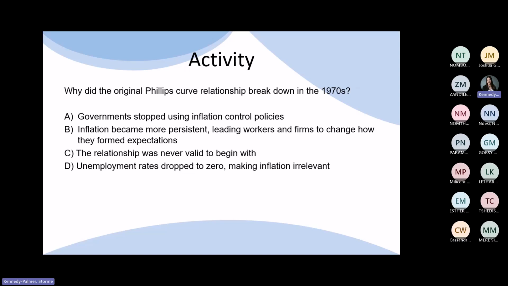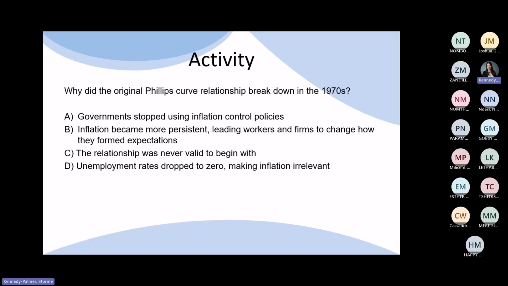Next activity. Why did the original Phillips curve relationship break down in the 70s? A, governments stopped using inflation control policies. B, inflation became more persistent, leading workers and firms to change how they formed expectations. C, the relationship was never valid to begin with. Or D, unemployment rates dropped to zero, making inflation irrelevant.